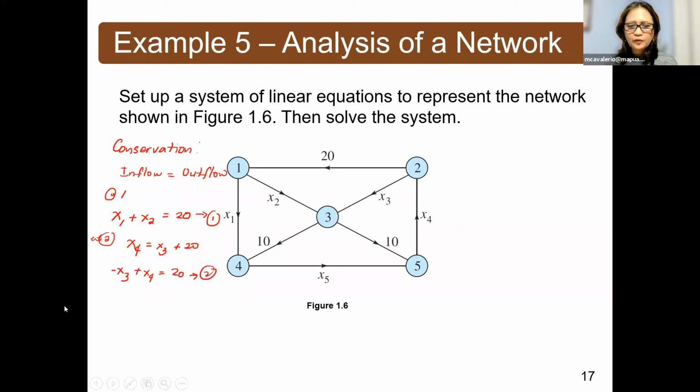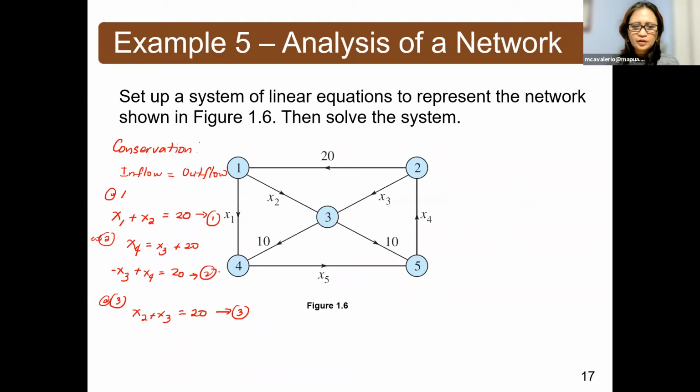And again, let's say at junction 3, what will be the inflow? We will have x sub 2 plus x sub 3, which is simply equivalent to 10 plus 10, or that's equivalent to 20. Let this be our equation 3.